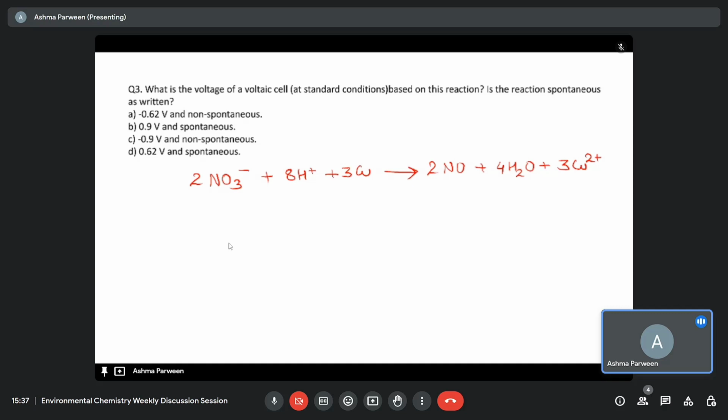So we have to find out the voltage at standard conditions, and we also have to state whether the reaction is spontaneous or not. To solve this question, I'll give you 5 minutes. I have to provide the E naught for each reaction. First, identify the oxidation and reduction couples, which one is the oxidant and which one is the reductant. I'll give you 2 minutes for that, and then I'll provide you the E naught values.